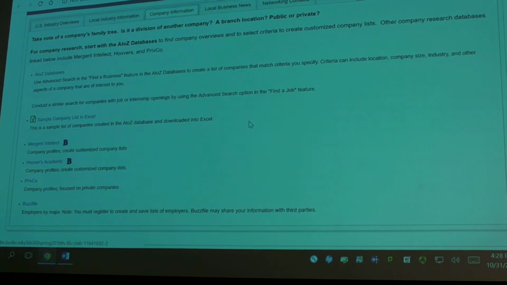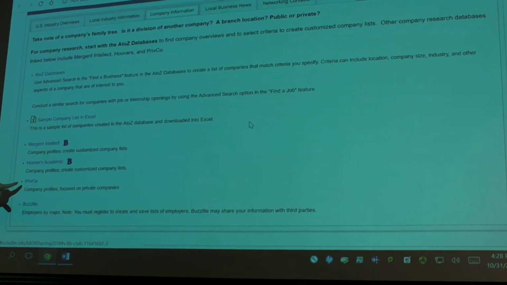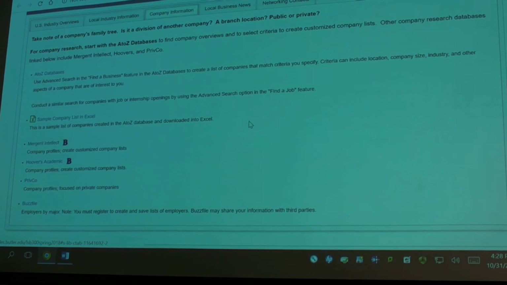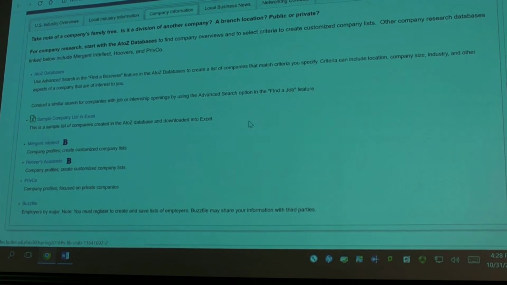Private companies don't have that requirement, and it can be tougher to find information on private companies. As a matter of fact, my guess is most of you will end up working for a private company instead of a public one. There's just more of them. So I want you to make a note. This database here, PrivCo, is a new database. We've had it for about a year, and the entire database is intended for doing research on private companies. So I think this is one that would come in handy for you.